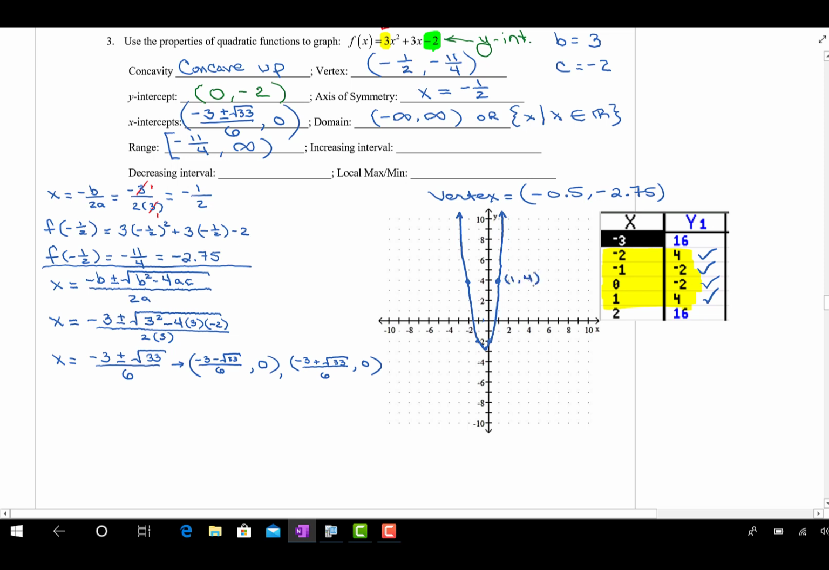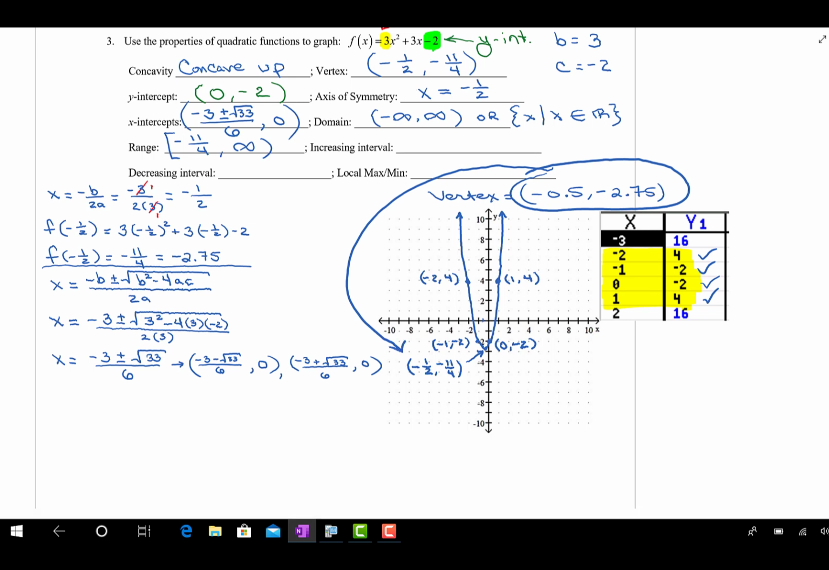I'm going to label my ordered pairs. That's 1, 4. This is -2, 4. This is 0, -2. And this is -1, -2. And then my vertex, that was -1/2, -11/4, or you could also write that one in decimal form, right? We talked about that. The axis of symmetry goes right down the middle of this parabola, so I'm going to draw that with a dashed line. And the equation of the axis of symmetry in this case is going to be x equal to -1/2.